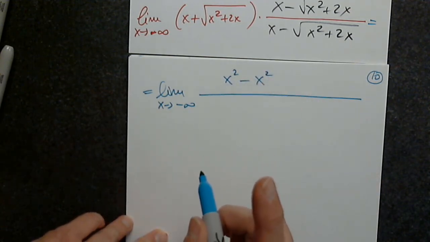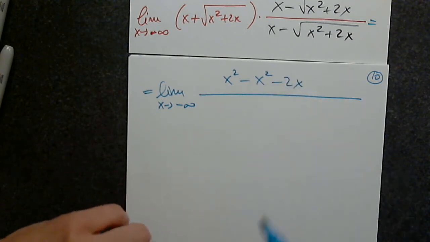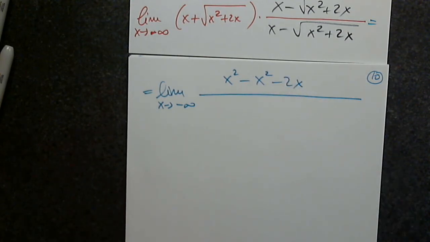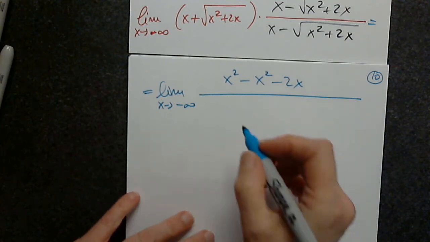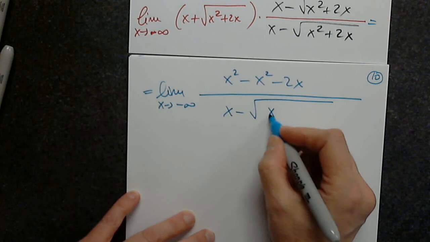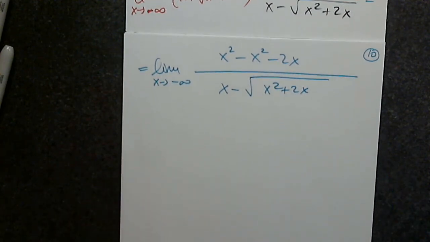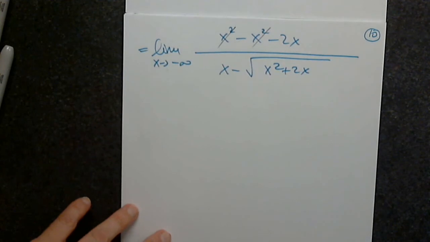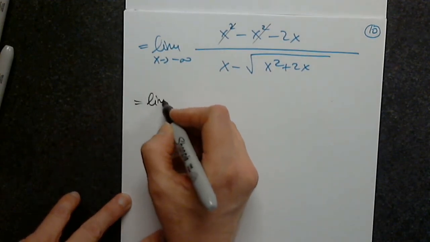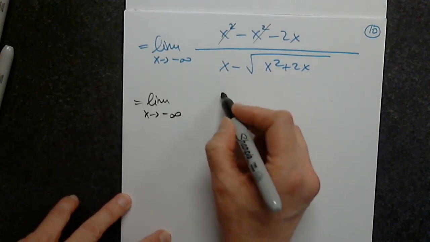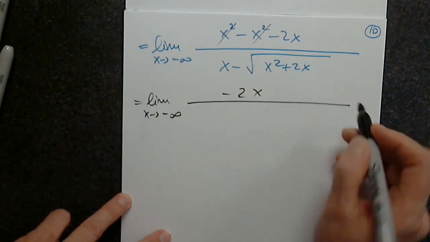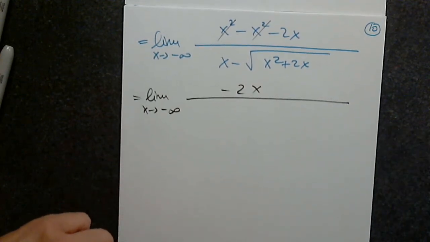Parentheses. Or minus 2x. Either parentheses, right? Or minus 2x. And I will write the denominator. What happens at the top? Those two go away. The numerator is very nice and clean. It's negative 2x. And now we have to work hard on the denominator.